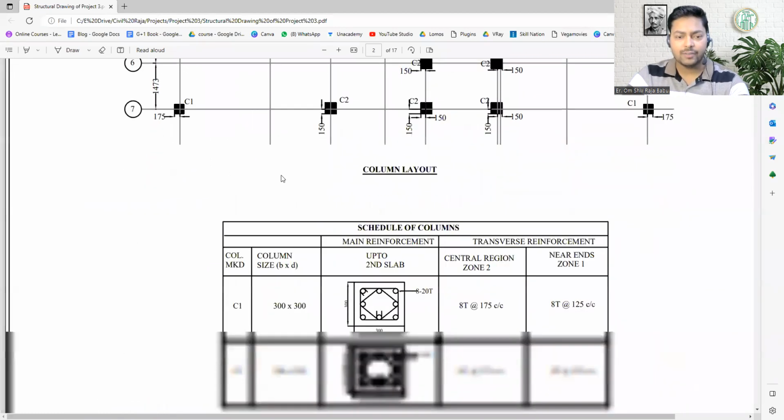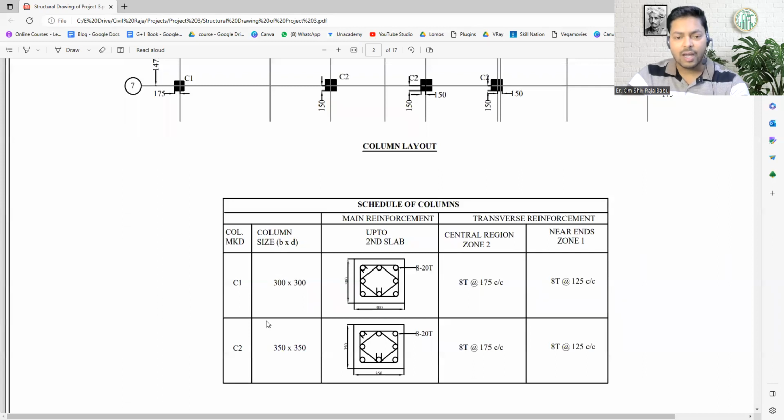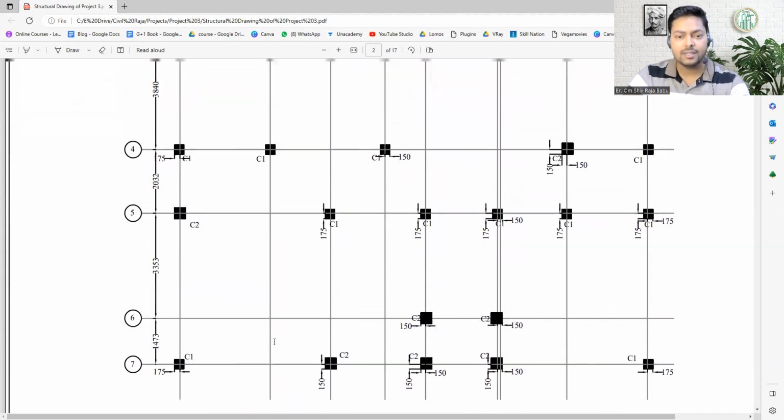Basically we have two different types of columns, C1 and C2. And what is the difference? One has the dimension of 300 by 300, while the other has the dimension of 350 by 350. So let's compare these two: one over here is C2 and another over here is C1.